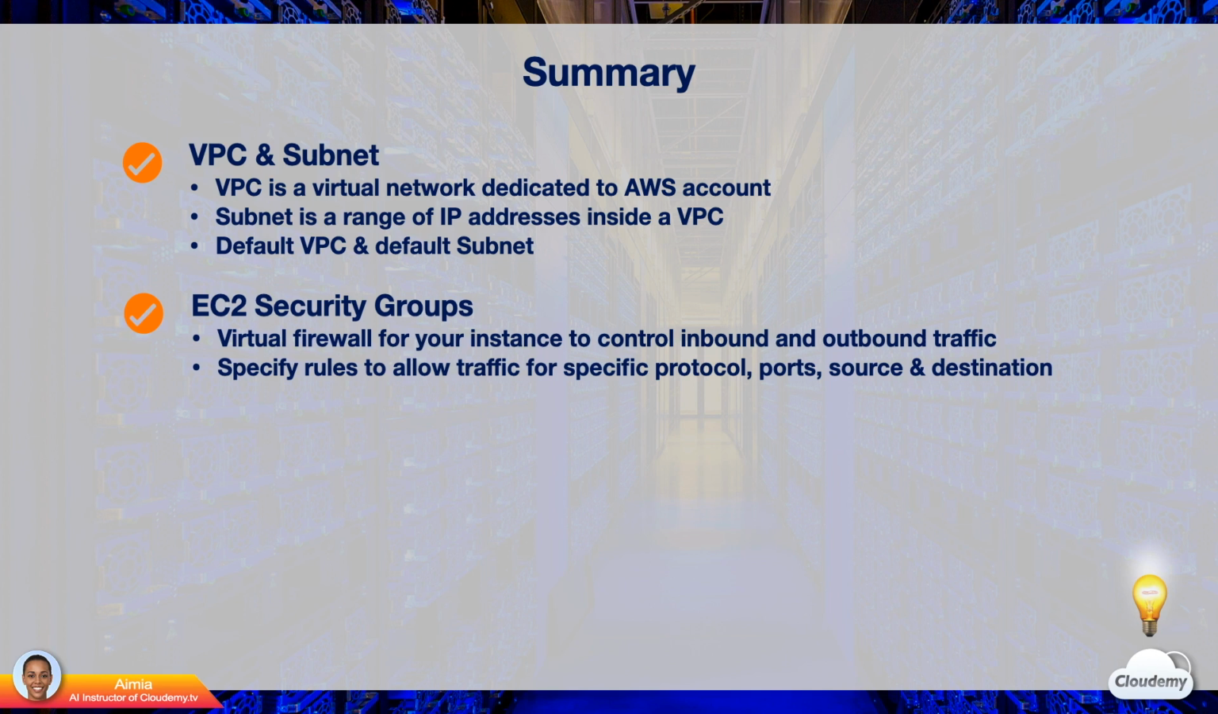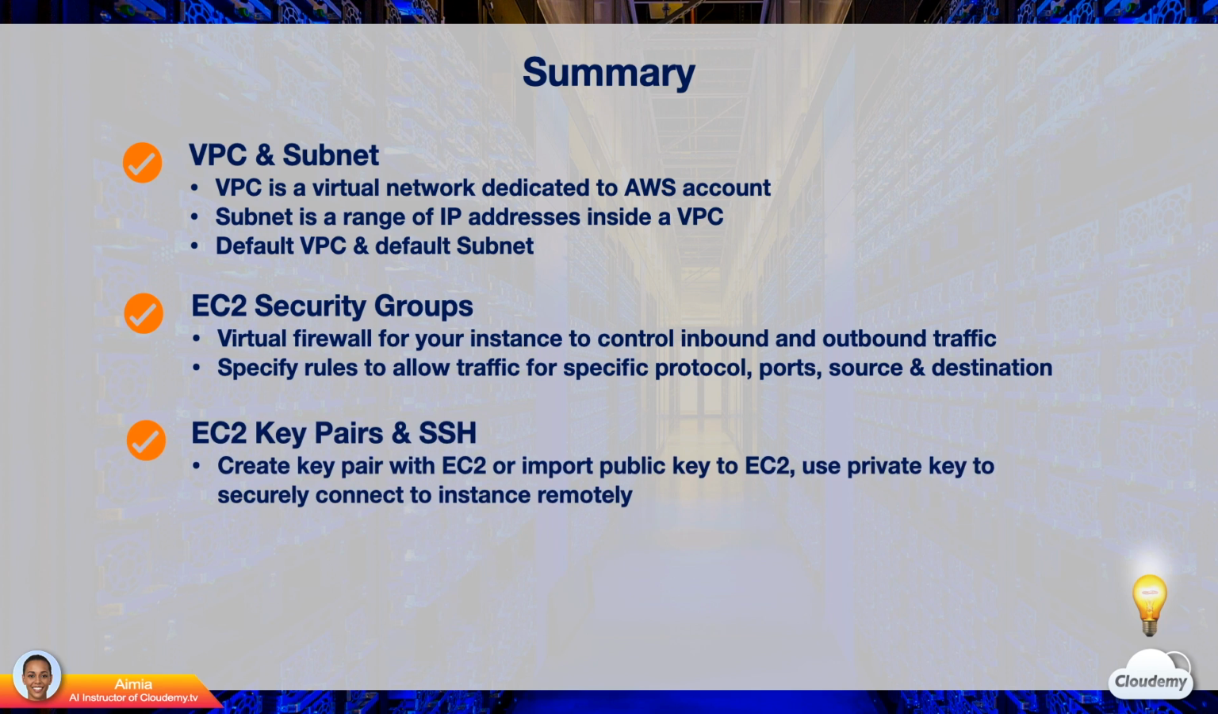EC2 security groups are virtual firewalls to control inbound and outbound traffic for your EC2 instances. You can add multiple security groups to an instance, specify security group rules to allow traffic for a specific protocol, ports, source, and destination IPs. You can only allow traffic, not deny traffic with a security group.